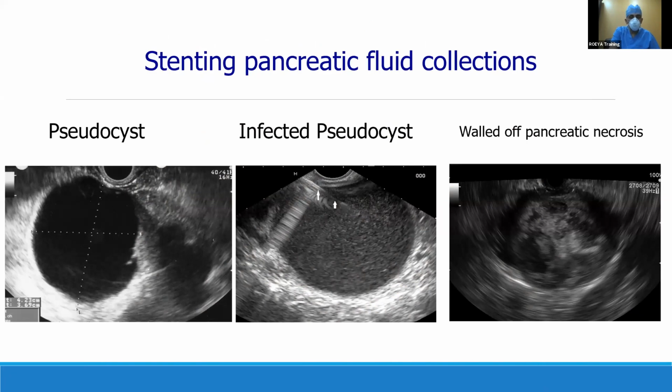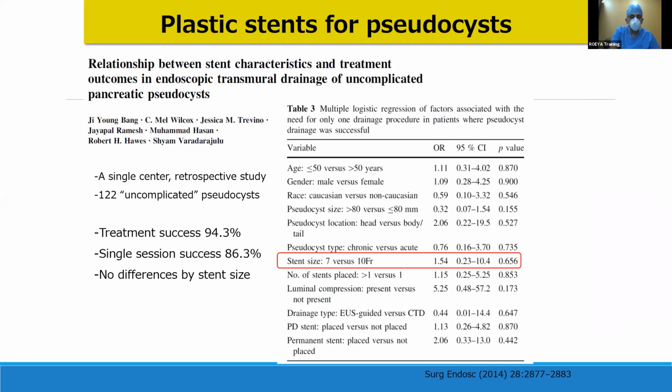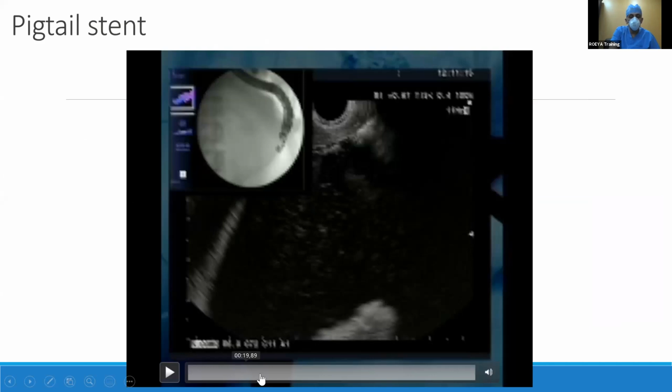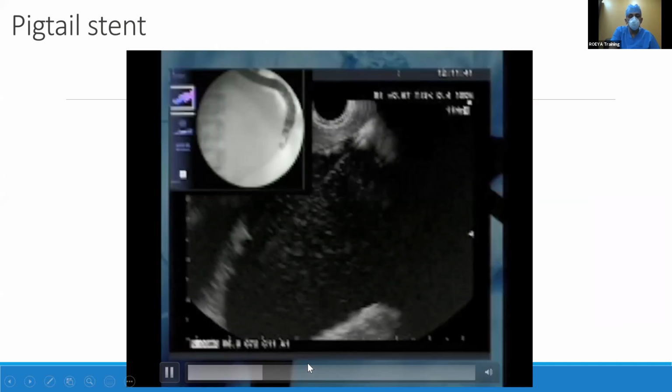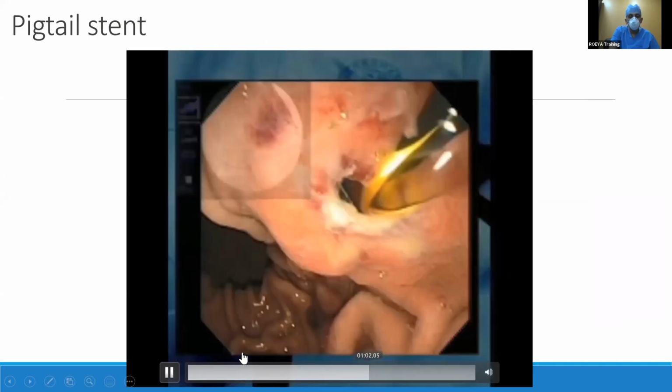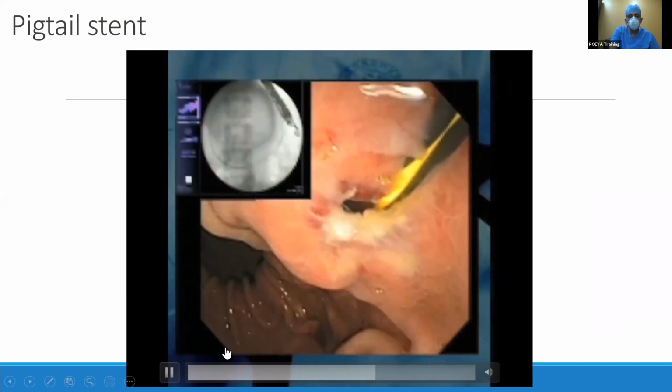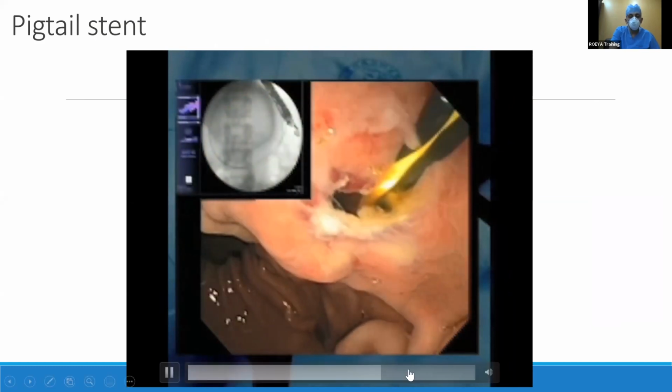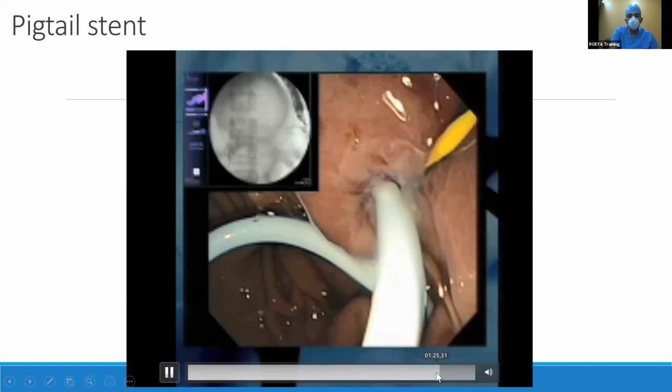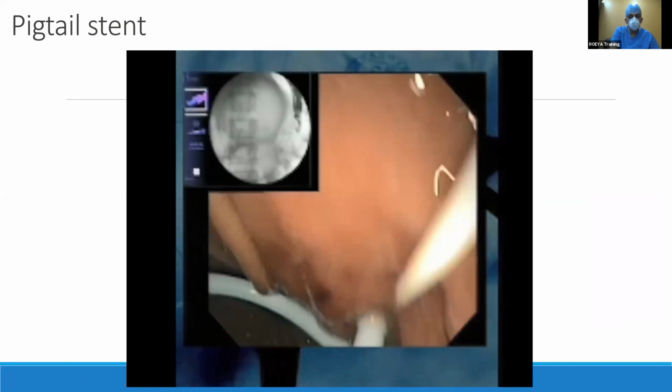Pseudocyst, I will not go into details, and then also walled-off necrosis. This is another good indication either for plastic stenting or for metallic stenting. This is a video of, I would say, the standard of care before the LAMS, where we puncture the pseudocyst, we place a duplicate guide wire, and then we finish the technique by putting multiple pigtail stents.